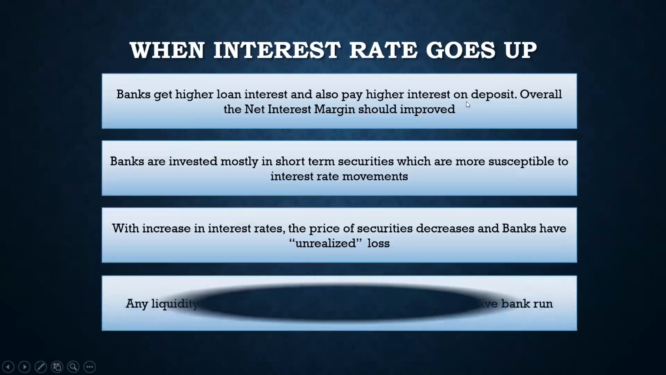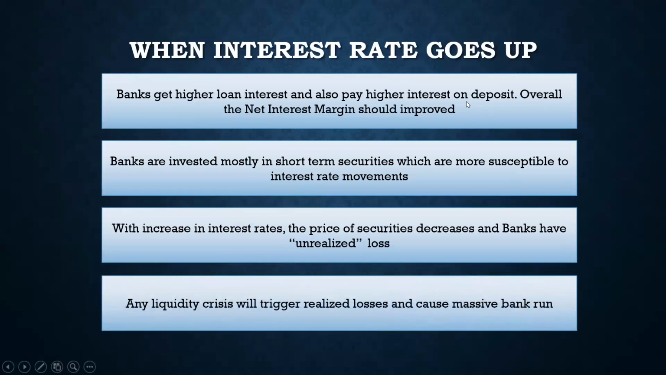But banks also pay higher interest on deposits. So that means that the overall net interest margin should improve, right? Because you are also paying higher interest on deposits, you are also getting higher interest on loans, but this should obviously be higher than this one, right? The interest on the loan should be higher than the interest on the deposit, and the net interest margin should improve, right?